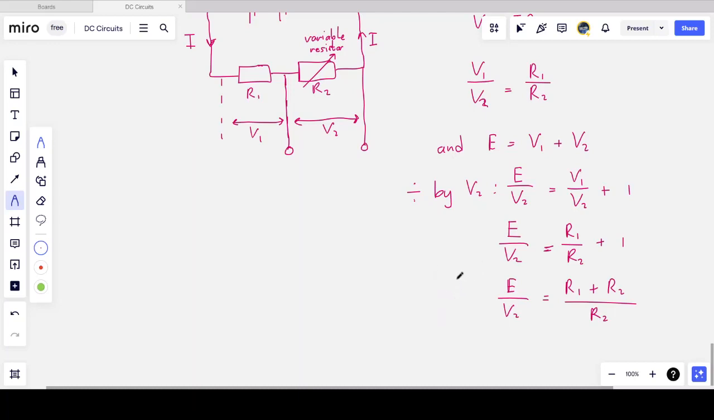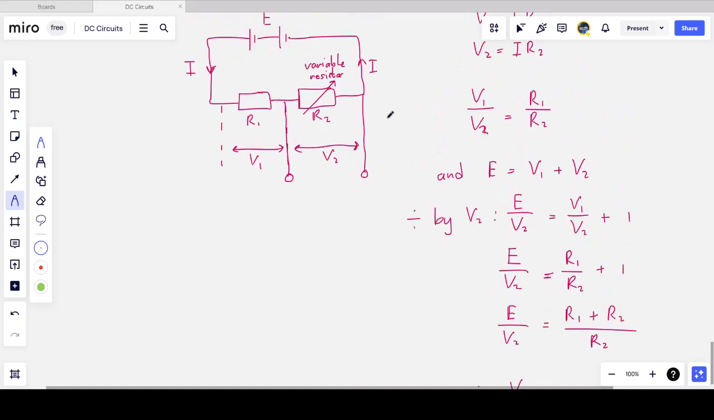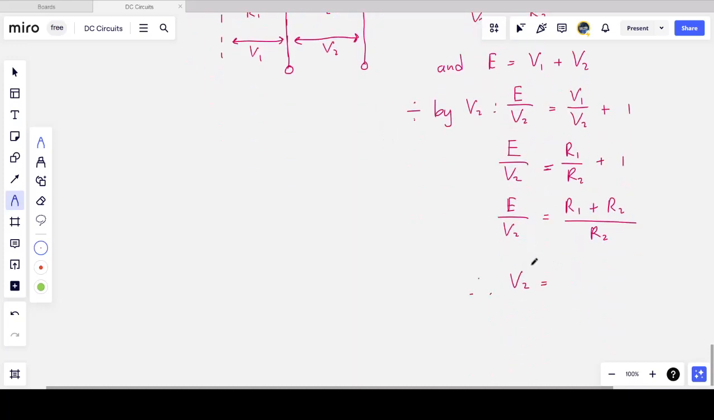But essentially, what this means is that if I rearrange this, V2, the potential difference across the second resistor, the variable resistor, is the EMF E times the resistance R2 divided by R1 plus R2. So all of this mathematics, what does it tell me? And what does this have to do with the heading that I wrote, the potentiometer?